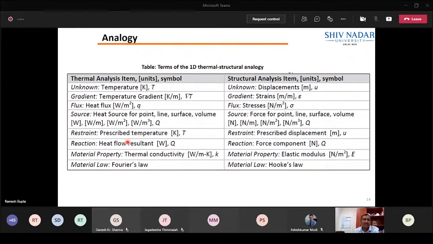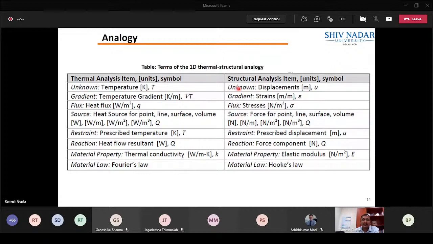Whether you believe it or not, internally it is able to solve a set of differential equations. Now, what are those equations? Let's say a Laplace equation or a Poisson's equation that you are trying to solve. But the quantities that go in as input, or what is the unknown quantity, will vary from one field of analysis to another. So now look at here.